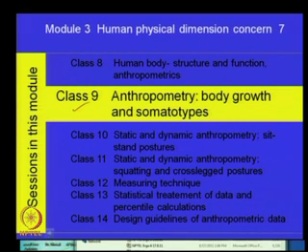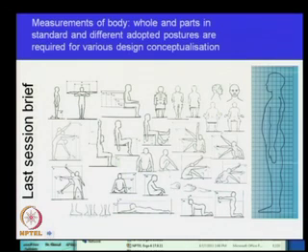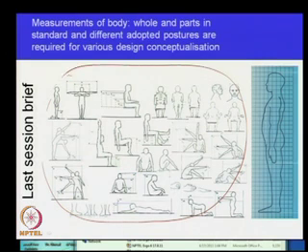So, today we will briefly recap what we have discussed in the last class. Last class we discussed that measurements of the whole body and its parts in standard and different adopted postures are required for various design conceptualizations, and for that this type of anthropometric postures and the various measurements are necessary, which we will be discussing in detail in coming classes.